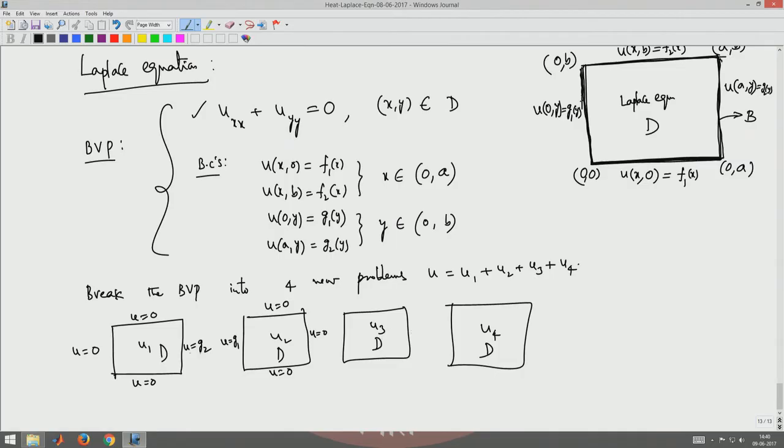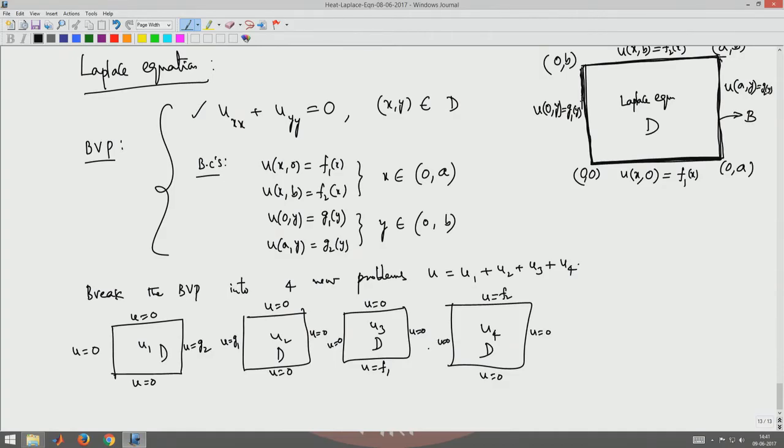Similarly here. For the problems u1 and u2, you consider the same homogeneous conditions on the opposite sides, that is at y equal to 0 and y equal to b, and now you change this: here you make u 0 and here u 0, and here you vary. So here I make this f1 and here I make this 0. Similarly, I make this 0 here, here as f2, and here obviously u 0. So this is how you break it.